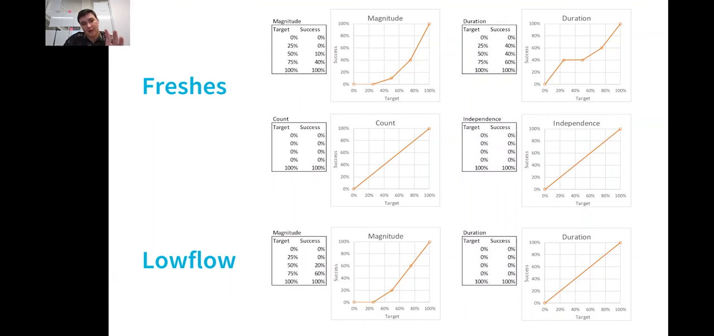So for example, if we look at the freshes magnitude, you can see a 0% target, 0% success, 25% target, 0% success, and then 50% target, 10% success. So what we're saying there is, if we wanted 100 megaliters a day, that was our target. We're saying that once we get at least 25 megaliters, that's when we start considering that somewhat successful. 25 to 50 megaliters is only 0 to 10%. And then, furthermore, same concept with all of these, duration, count is just linear. So we wanted 10, we got 5, that's 50% success.